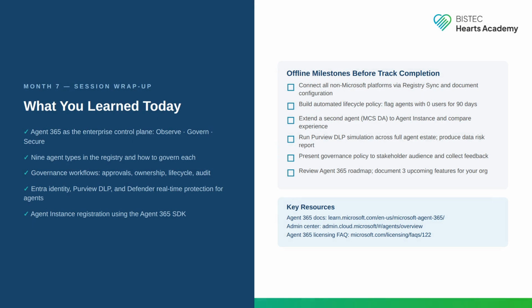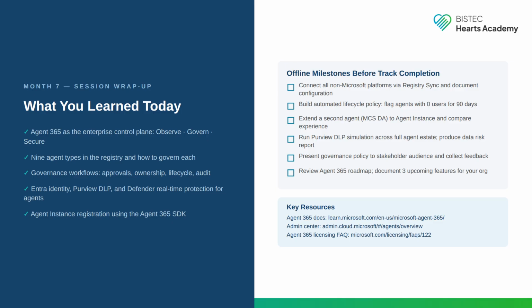Month 7 covered the full scope of Microsoft Agent 365 as the enterprise control plane. You now understand Agent 365's 3-pillar architecture: observe, govern, secure, and how it operates independently of where agents are built. You know the 9 agent types in the registry, what platform each comes from, and how governance controls differ across them. You have run the 4 governance action workflows: pending requests, agents at risk, ownerless agents, and agents with exceptions, and understand when each applies.